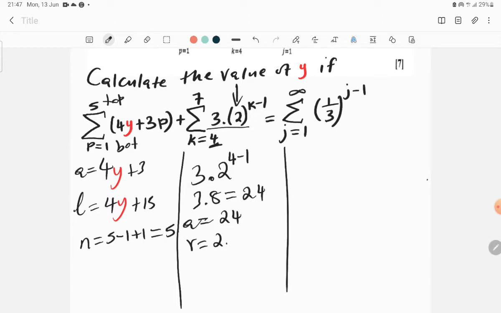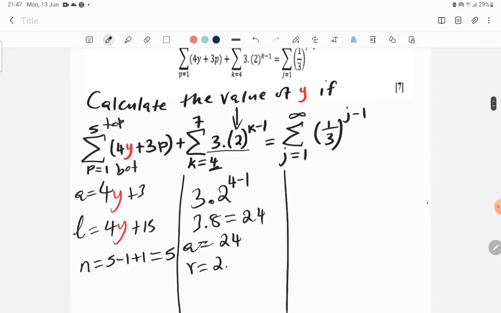So let's come to the right hand side. The right hand side is the sum to infinity. For the sum to infinity, we know that we need a. How do we get a? It's to substitute this starting point. Therefore we have 1 over 3. In the place of j we put 1, then 1 minus 1. We know that this thing is powered by 0. Therefore your a becomes just 1.